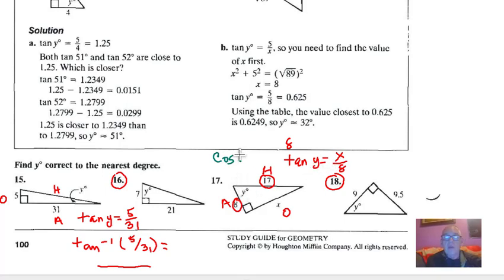But this is going to be cosine y is equal to the adjacent, which is 8, over the hypotenuse, which is 17. So cosine minus 1 of whatever the decimal of 8 divided by 17 is going to end up being our angle measure, and we need to round that off to the nearest degree. So I'll leave that for you to finish up also.